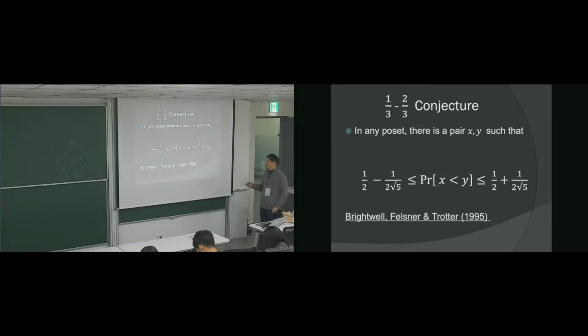But Brightwell, Felsner, and Trotter proved this one. So instead of 1/3, 2/3, we have this strange number, which I don't remember. Can somebody compute what this number is? Anyway, it's not exactly 1/3, 2/3, but we can do something even though it's not exactly 1/3, 2/3. Again, the conjecture is open, but we can prove this one.